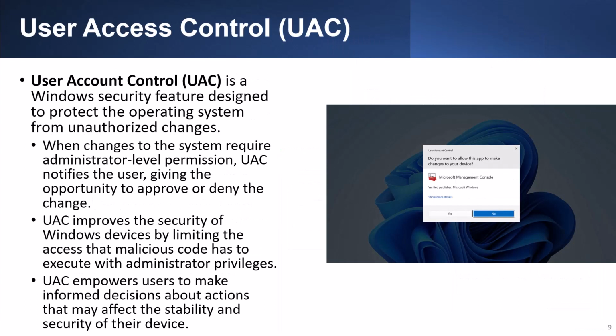User Account Control, or UAC, is a Windows security feature designed to protect the operating system from unauthorized changes. When changes to the system require administrative level permission, UAC notifies the user, giving the opportunity to approve or deny the change. UAC improves the security of Windows devices by limiting the access that malicious code has to execute with administrative privilege. UAC empowers users to make informed decisions about actions that may affect the stability and security of their device.